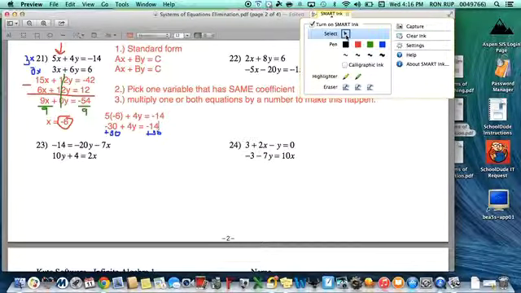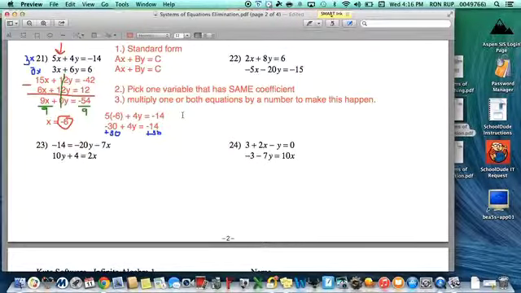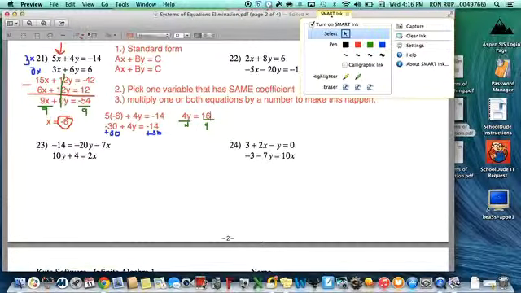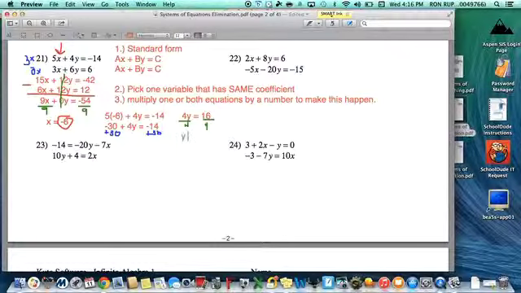Negative 14 plus 30 gives me 16. How convenient is that? And so over here, 4y equals 16. Obviously now we divide both sides by 4 to get y by itself. Brings us down finally to y equals 4. And so with x equaling negative 6 and y equaling 4, our answer would look like that.